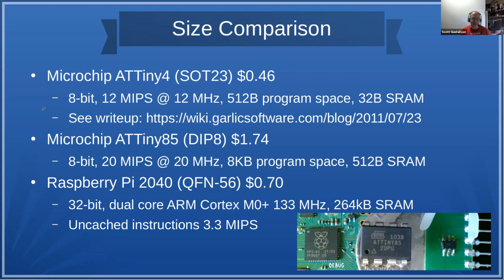Then there's the ATtiny85, which is also an 8-bit, and it runs at 20 MIPS. But now if you look at the Raspberry Pi RP2040, it's a 32-bit, which is awesome, not quite 64, where our CPUs would be. It's a dual-core Cortex ARM M0 Plus, and it runs at 133 megahertz. But the important part is it's only 3.3 MIPS, so it's not quite as fast as the 8-bit computer. The reason why is that it's actually reading all of its program from a separate RAM chip. And so when it's an uncached instruction, it actually has to load all of that from memory.